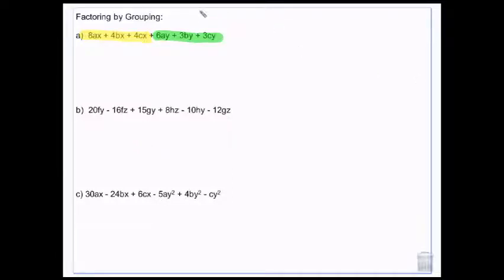So what I'm going to do is factor out the greatest common factor for each group. The greatest common factor for this group is 4x, which will leave me with 2a plus b plus c. Any questions on that part? Okay, my greatest common factor on this side is 3y, which will leave me with 2a plus b plus c.